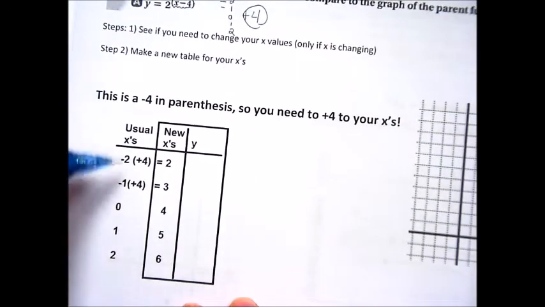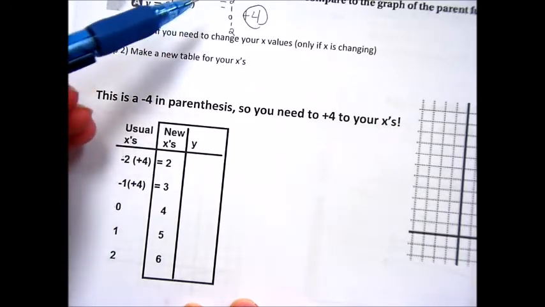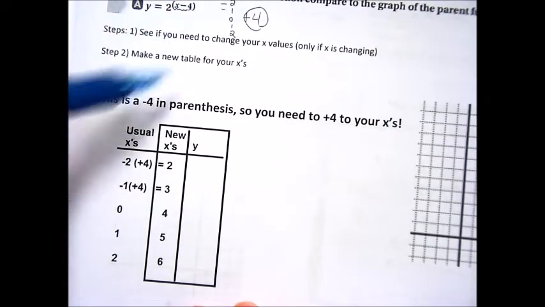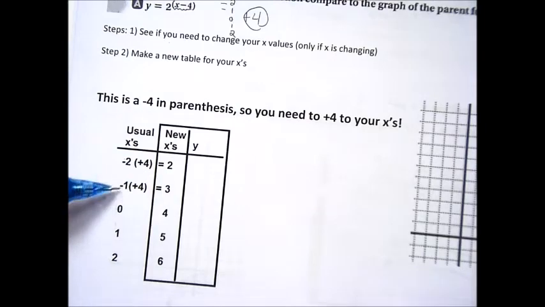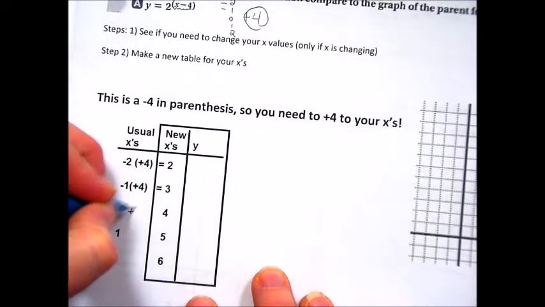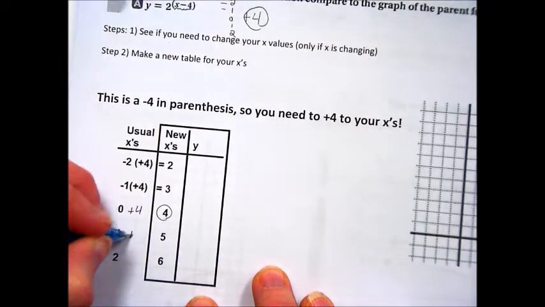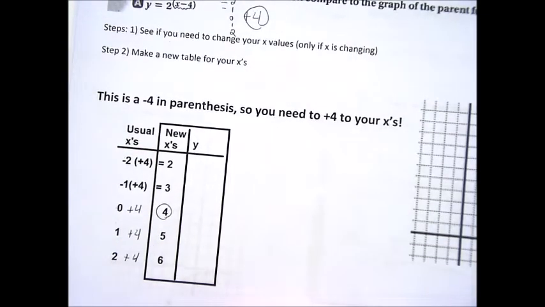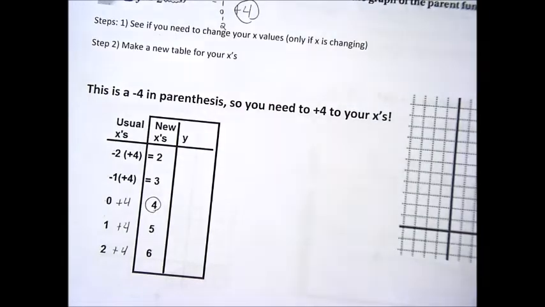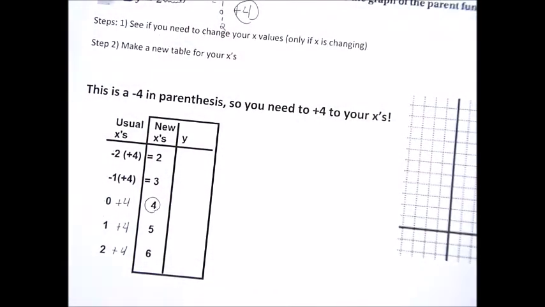I was so sweet, I even have that down here. So here are your usual x's, -2, -1, 0, 1, and 2. But because there was a -4 in the parentheses, we need to accommodate for that by doing the opposite, by adding 4. So -2 plus 4 is 2, -1 plus 4 is 3, 0 plus 4 is 4, 1 plus 4 is 5, 2 plus 4 is 6, and that's why I picked those new x values. And that gives us a nice picture of what the graph looks like. I have a reason, I promise, I'm not crazy.